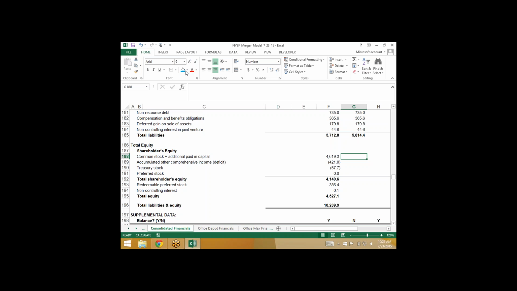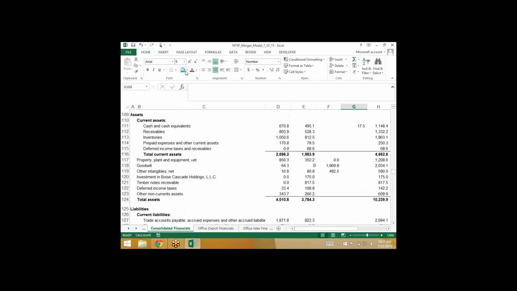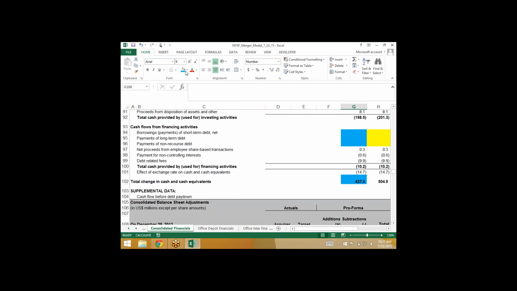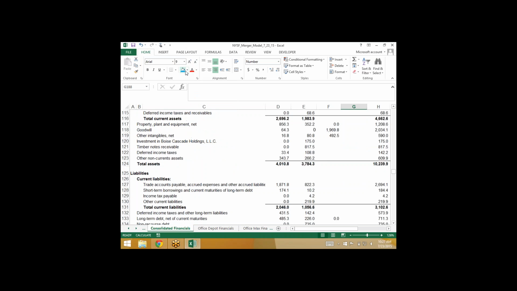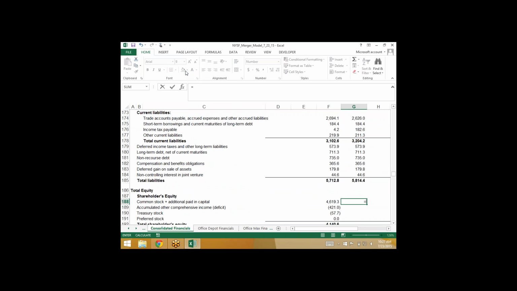Okay, common stock. Anything stock related here? No. Actually, in the financing activities, we have proceeds from employee share-based transactions, non-controlling interests, and debt. Nothing related to the issuance of stock. So this will stay flat. Accumulated other comprehensive income. I usually think as separate from retained earnings, but there's no retained earnings, so they probably combine it. Some companies do. So this is going to be, for all intents and purposes, retained earnings.